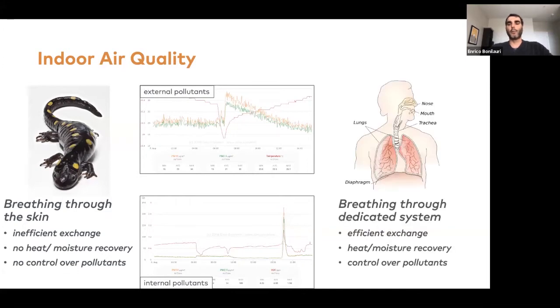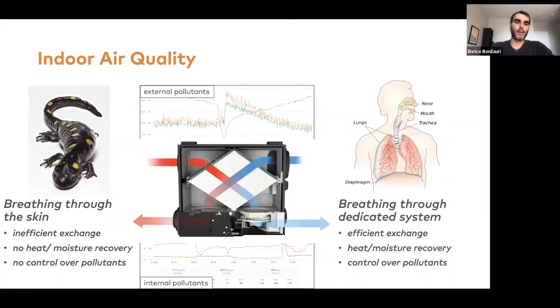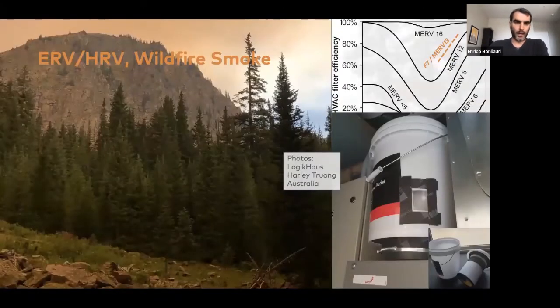So if you think of the human body, we do have a dedicated mechanical ventilation system, and that is what we use in passive house, with the main purpose to supply the building with filtered fresh air in order to maintain high indoor air quality. This is an example of indoor air quality monitoring from Australia.